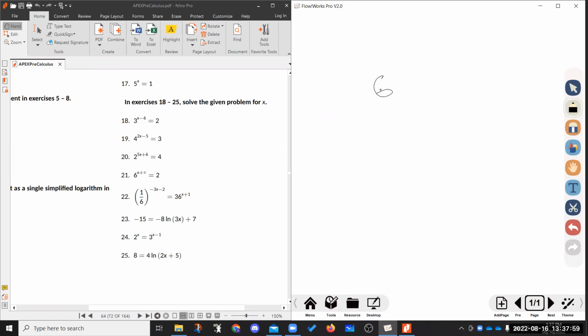Six to the x plus pi is equal to 2. So x plus pi is equal to log base 6 of 2, and x is equal to log base 6 of 2 minus pi.